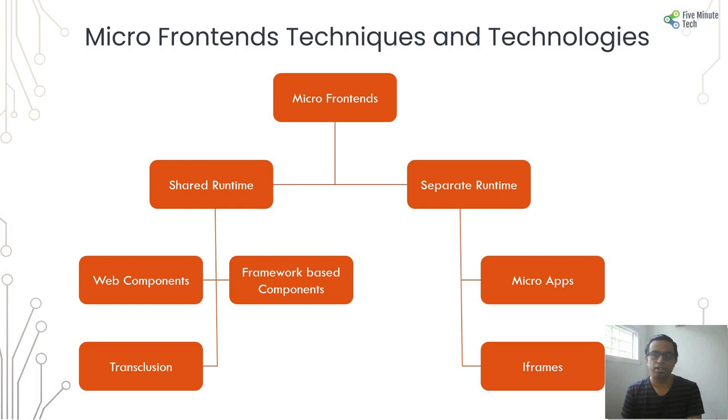Similarly, in shared runtime, you have different technologies. We have the web component, which we'll be talking about in detail in the next video, and framework-based components. There are different types of frameworks which you can use to put your applications together in different technology stacks and render them into the base application. And the last but not the least is transclusion, a way of including different applications into the base application.